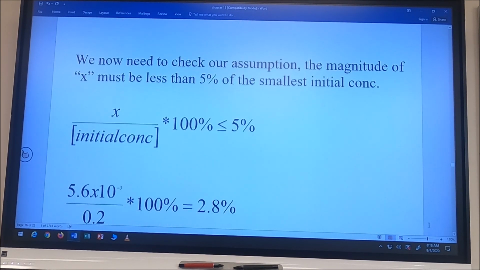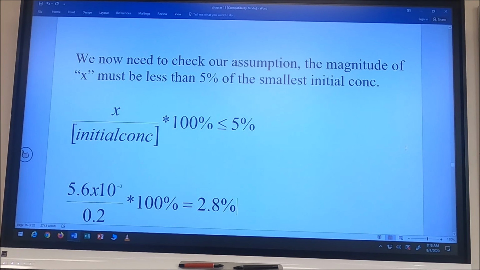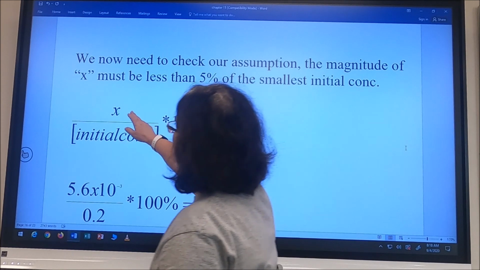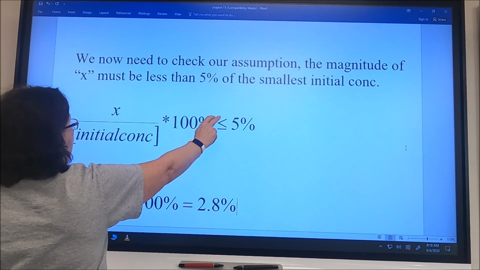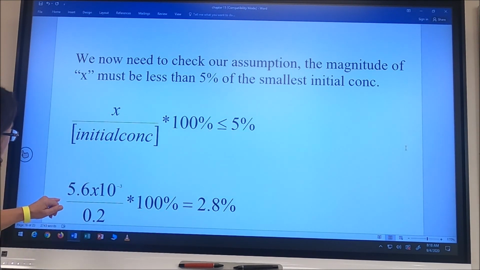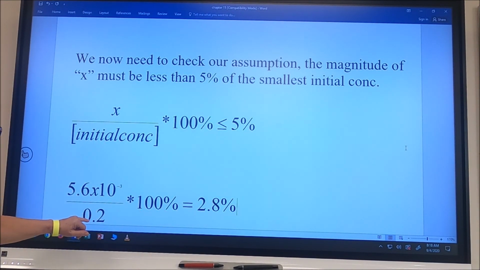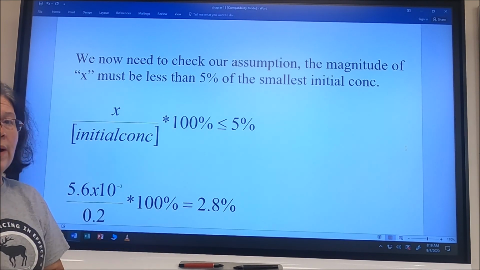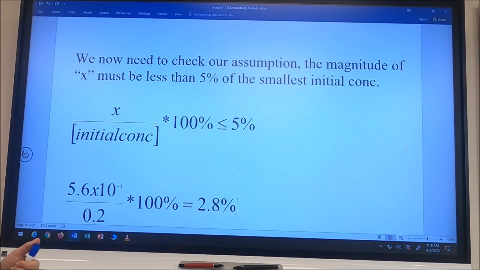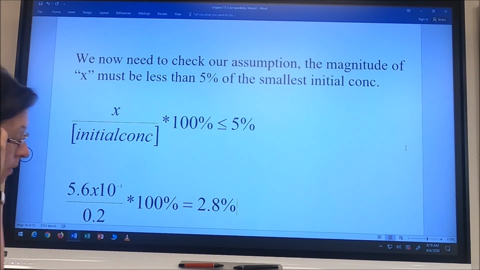Now, we want to check our assumption. When we check our assumption, the magnitude of x has to be less than 5% of the initial concentration. So I take x divided by initial concentration times 100%, and I want an answer less than 5. So 5.6 times 10 to the minus 3 divided by 0.2 times 100 gives me 2.8%. That means the assumption was valid. Okay? So it's a valid assumption.